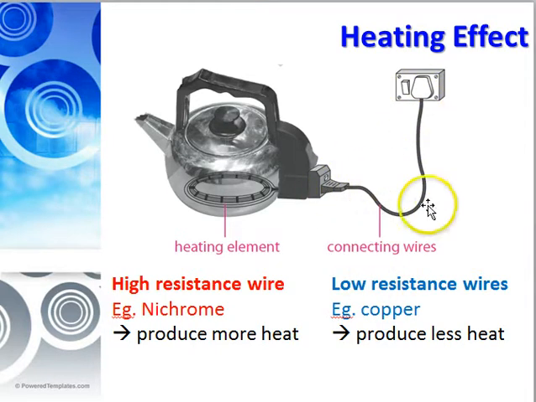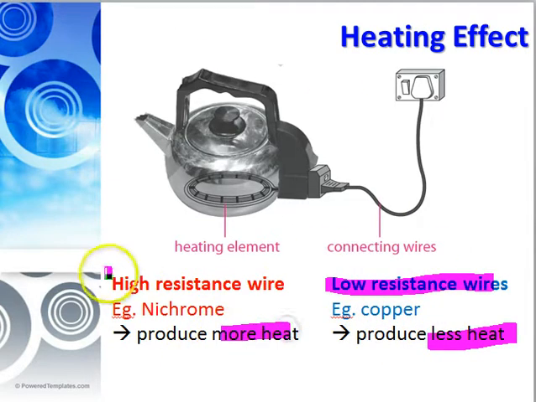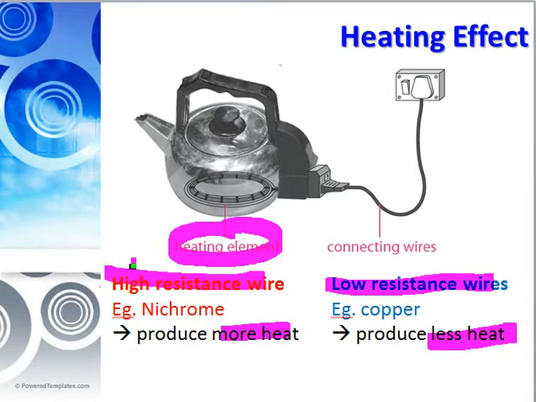So we tend to use a low resistance wire to connect our electrical appliances. We use low resistance wires such as copper. They will produce less heat in turn. Less heat for the wires. We want more heat for our heating element. So for different purposes we use different wires. So resistance being high or low to produce the heating effect can be both a good and a bad thing.